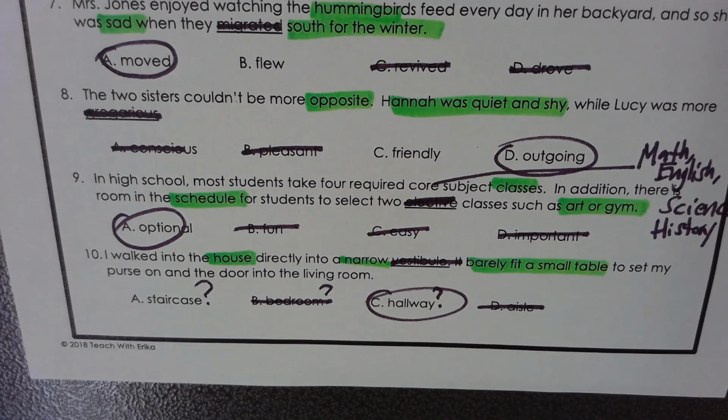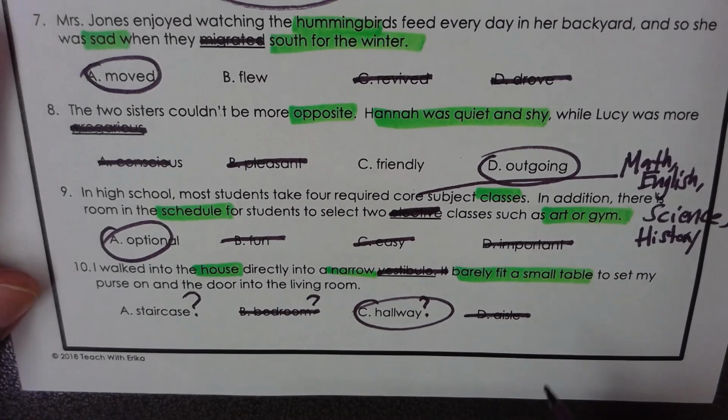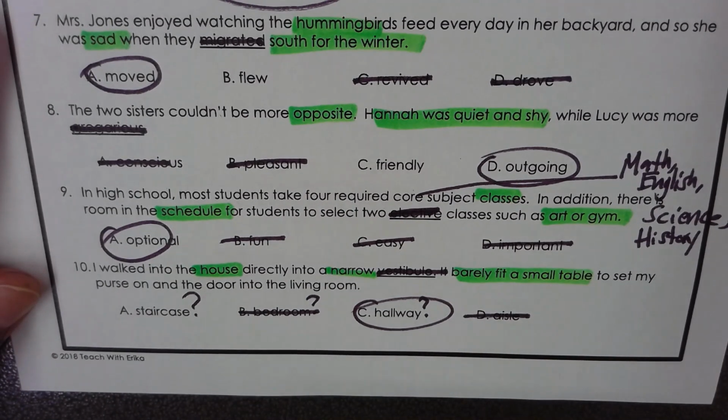It barely fit a small table, meaning that you cannot even fit the table into the hallway to get it to the living room. It's hard to get it through there. It fits our context clue, so we know it's right.